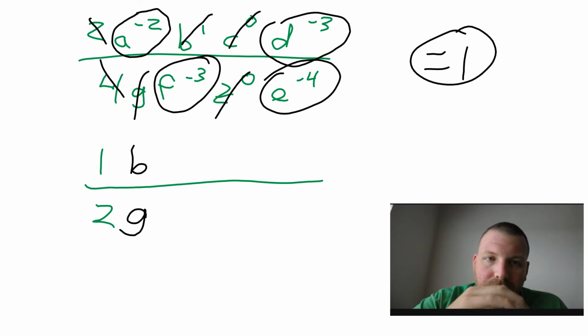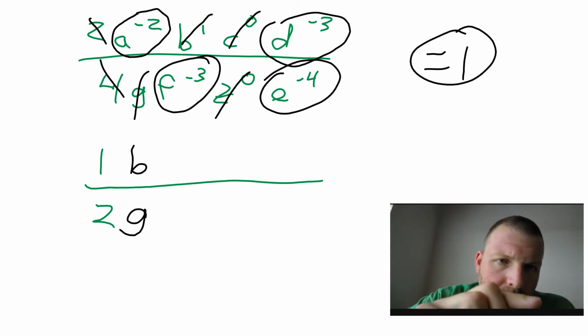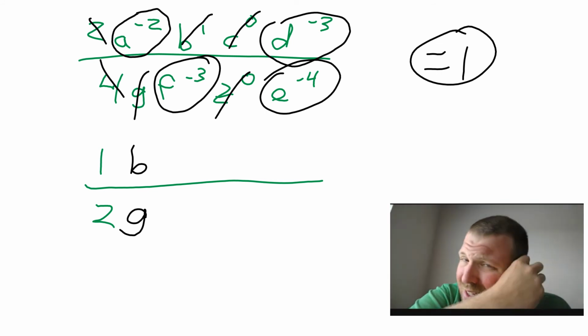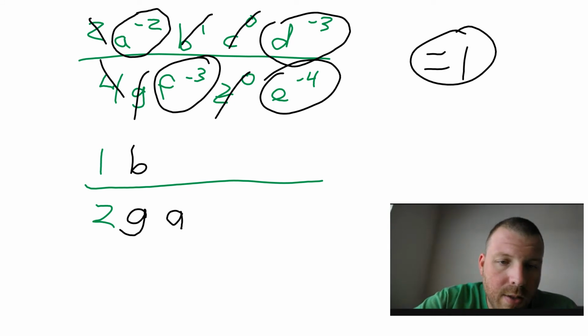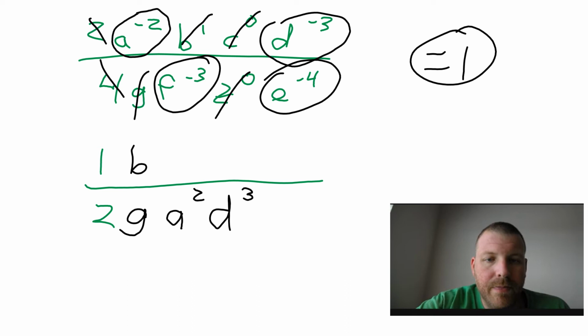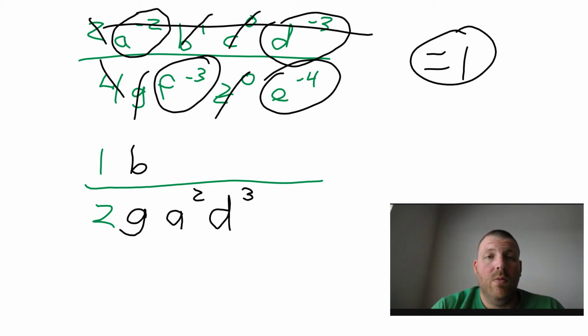All right. Last thing we need to do is move some things around, right? Because we can't have these negatives. I see an a to the negative second, and I see a d to the negative 3 on top. What that means is they're just going to come to the bottom. And when they come to the bottom, they become positive. So I have a to the second power and d to the regular positive 3 power. And on top, we're done there.